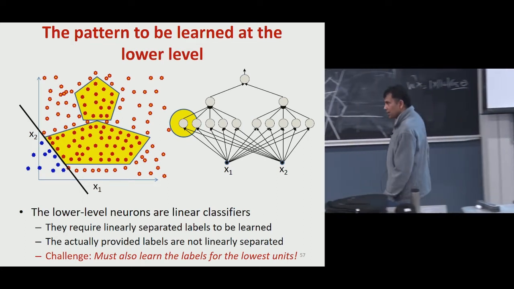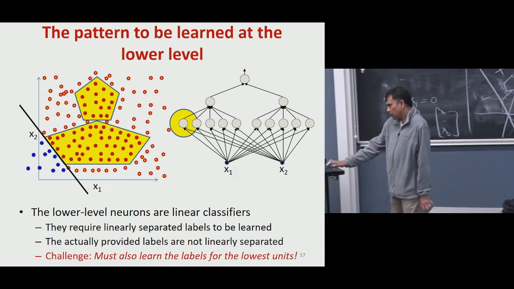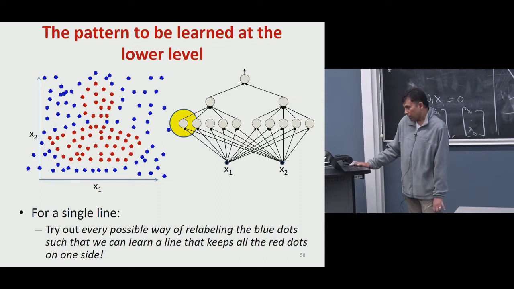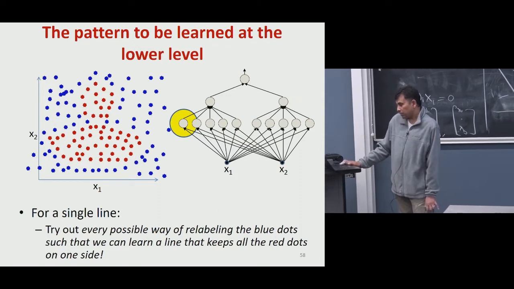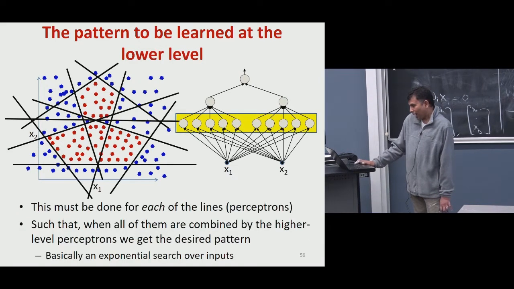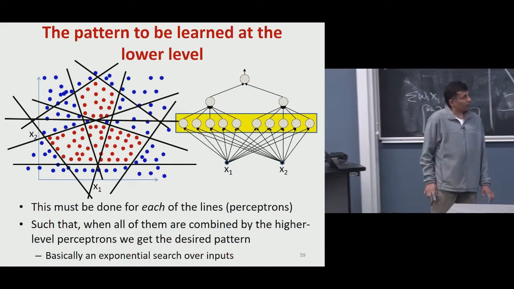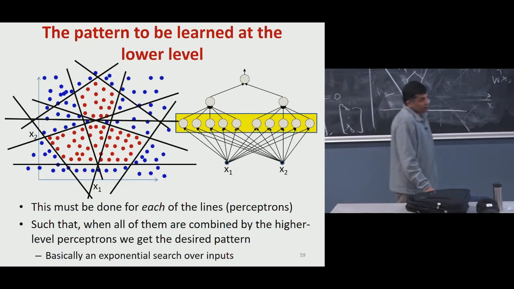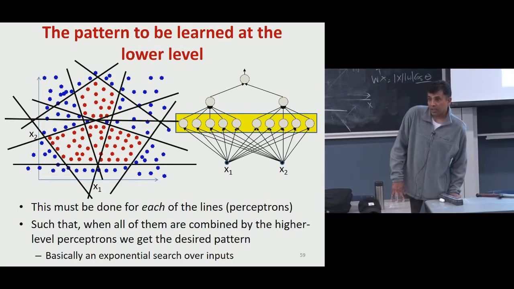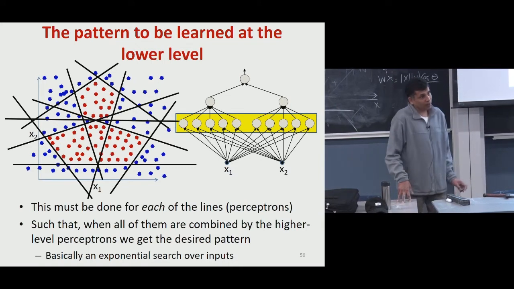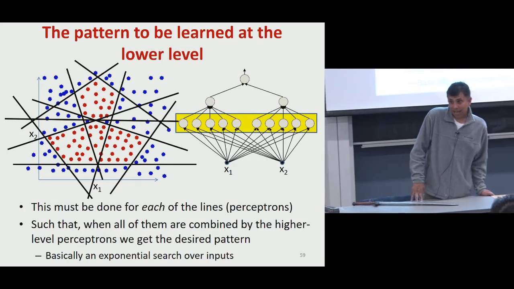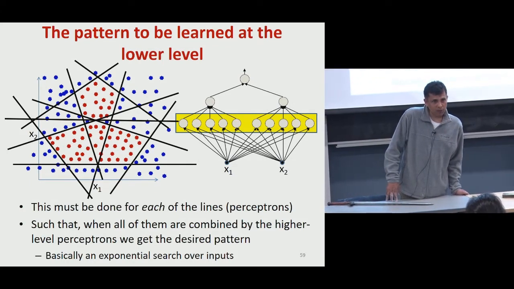10 in this case, correct? So what happens is, for a single line, you have to try out every possible way of relabeling the dots, not just the blue dots, both the blue and the red dots, right? And in fact, we have to do this for every one of the lines. And we have to figure out how to relabel all of the training data to learn every one of the lines, such that when they are combined, the resulting output is exact for what you have.